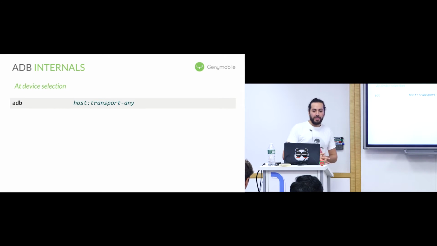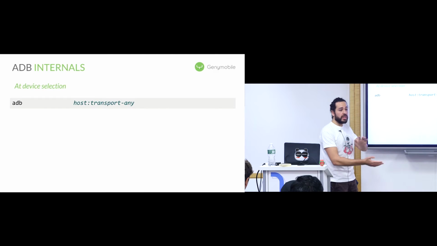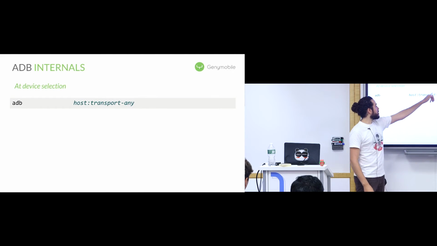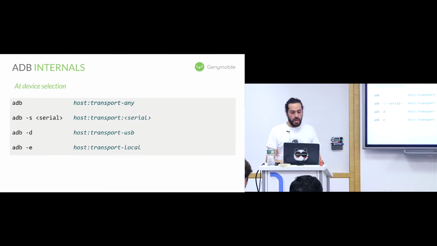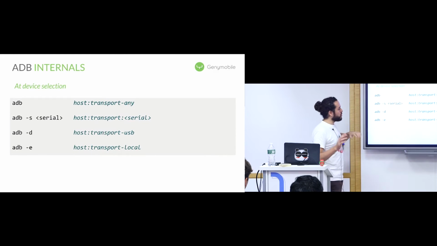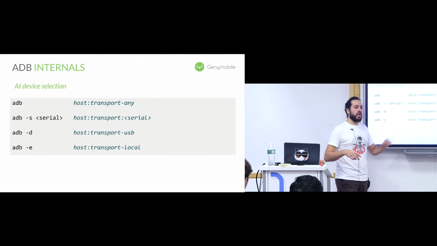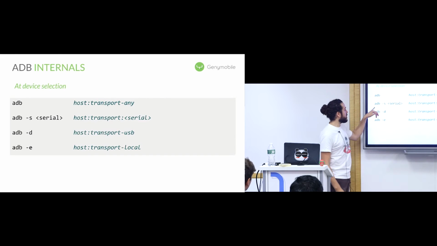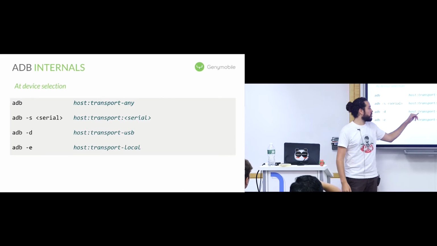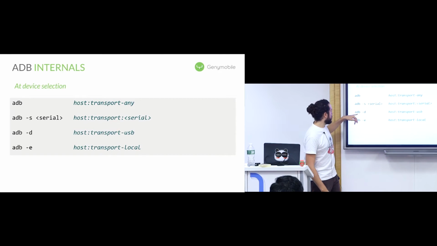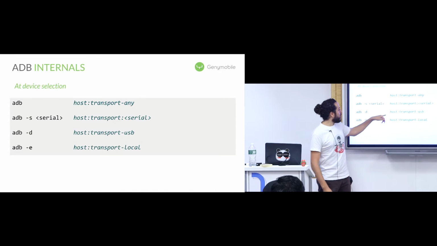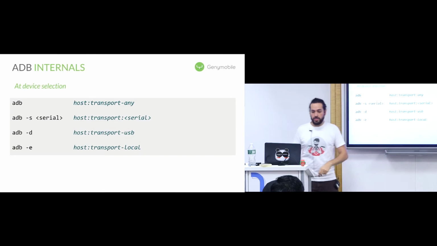Okay, and about the device selection, you've seen that if you target any kind of device, this message is sent: host:transport-any, and you have several. I won't go into too much detail because it's the boring part of the protocol. But just know that if you target a serial, you will have a transport message that is according to this parameter. And do you remember the -d and the -e? You have dedicated messages for that too.